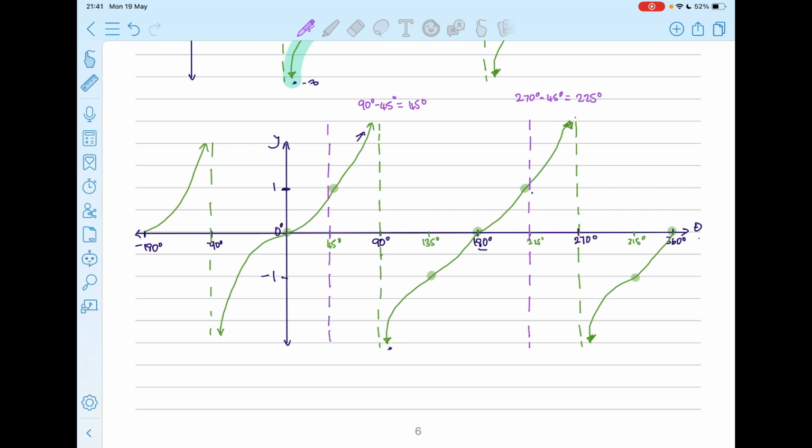And then the other asymptote was at negative 90. So minus 45, that is now at negative 135, which is somewhere in between here. So that has shifted 45 degrees to the left. So this is minus 90 degrees minus 45, which gave us negative 135. I'm only indicating the calculation for the asymptotes, the coordinates. I'm just going to show the new coordinates.